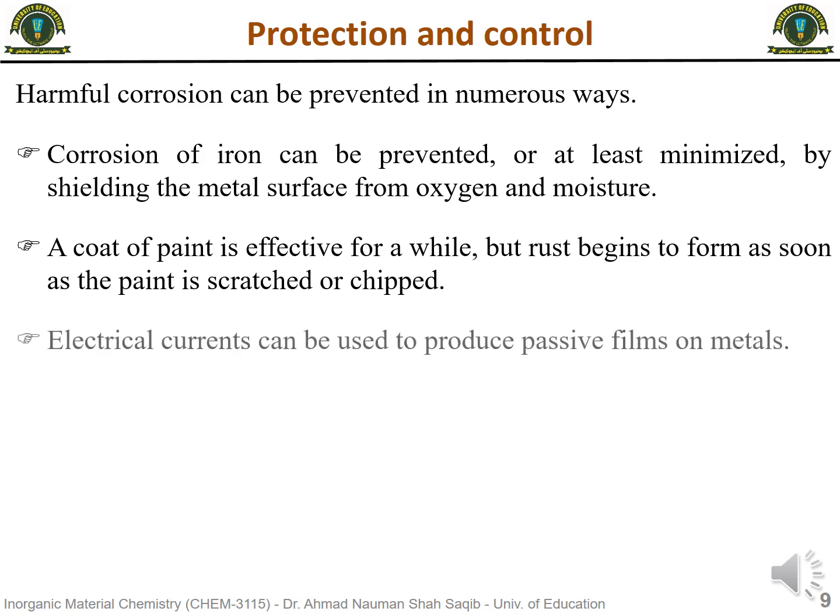Another method which is used is that sometimes electric current is used to produce passive films, or metal oxide films, on the surface. So for that purpose it is provided with current, which results in the formation of oxide layers on the surface which prevent the metal from reacting with the environment. So that is also helpful in the prevention of corrosion.